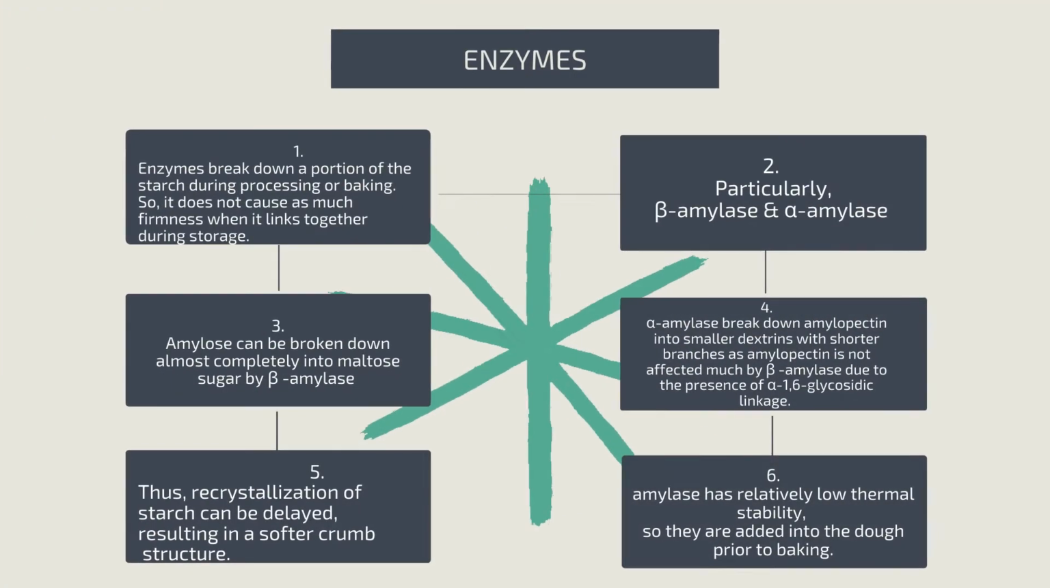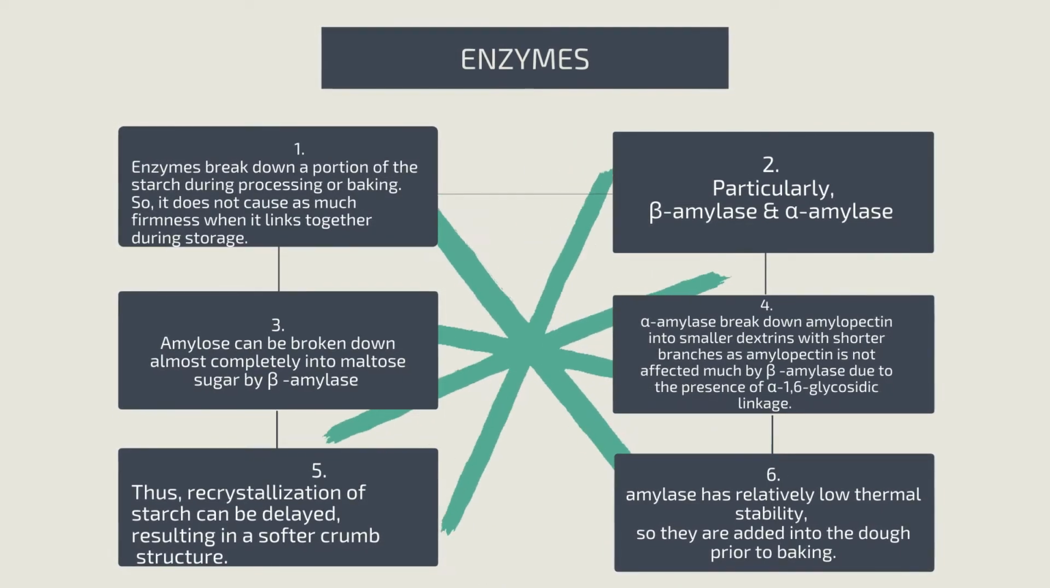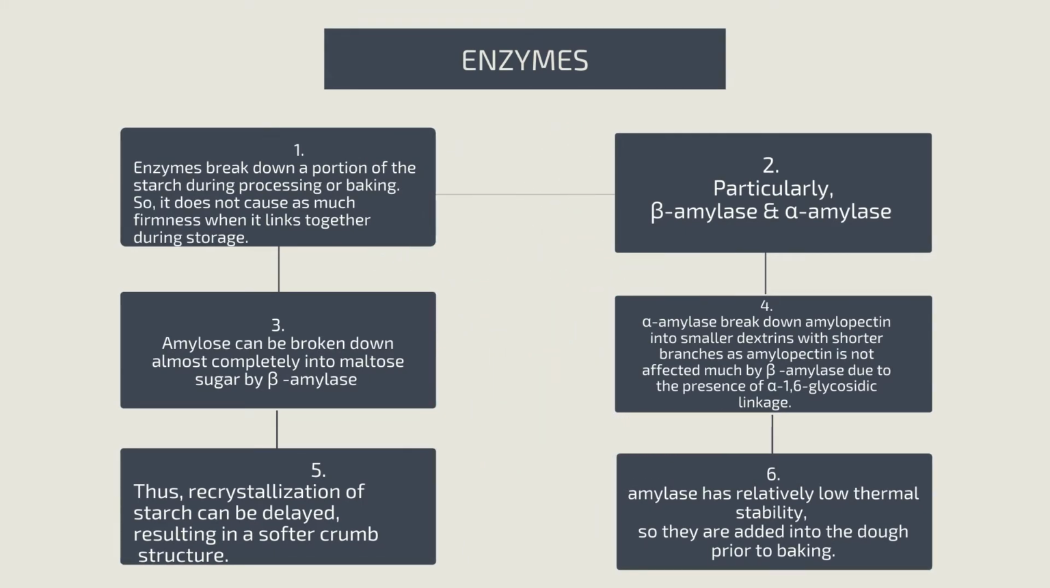Hi, I'm Jahurul, and now we will move on to the ways to slow down staling. First, it is by enzymes. They slow the rate of crumb firming in a way that may also slow the rate of moisture migration.